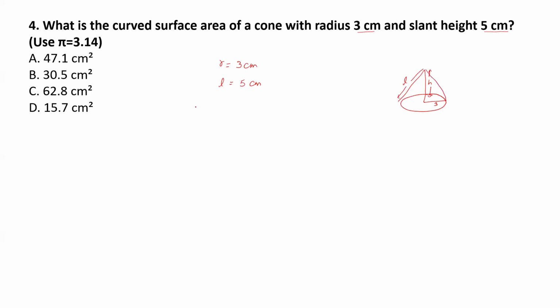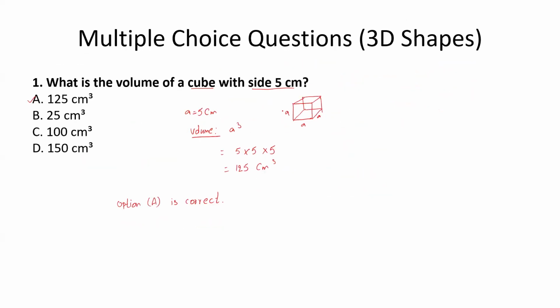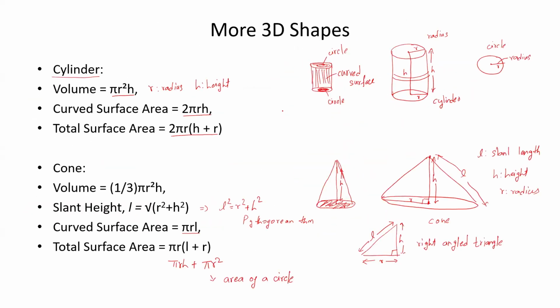This is your cone. Now you have to compute curved surface area. Curved surface area is the material you need to form a cone, just this curved wala, without this base circle. So curved surface area is equal to, let me check the formula. Cone is here. Curved surface area is pi r into L.